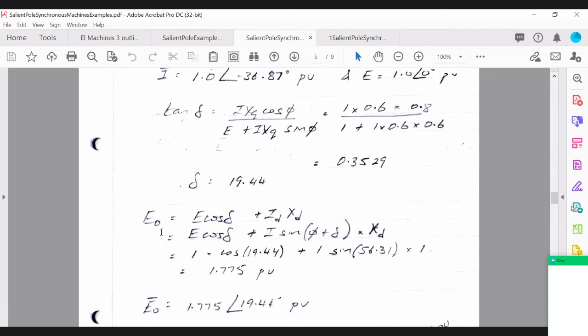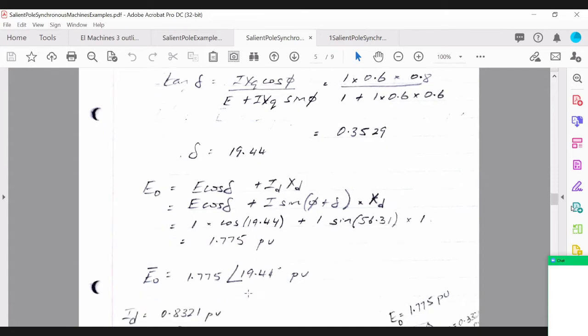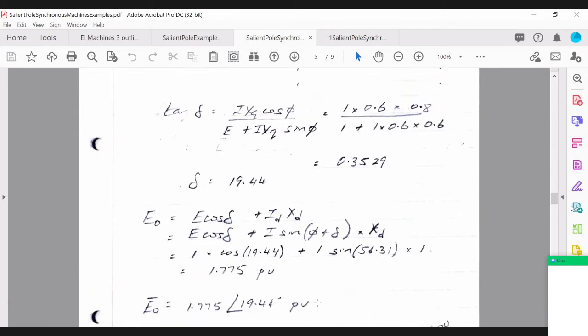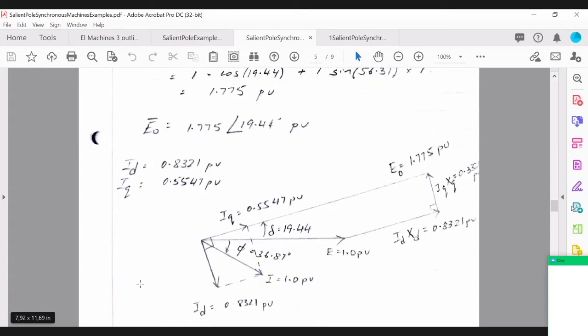Okay, so as you know, the machine is operating in motor mode. So the induced voltage will lead the terminal voltage, which is the reference, by a certain angle. Here that angle is 19.44 and it's positive, because it's leading the terminal voltage. Right, so this is your induced voltage in per unit. And you're also required to work out ID and IQ from the equations that we've presented. And from there, you can draw the phasor diagram for the generator.